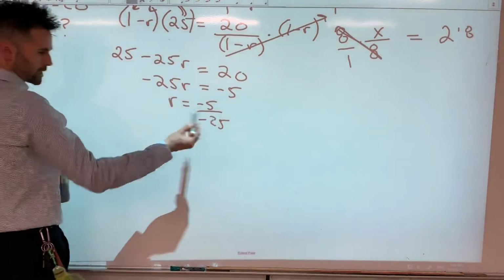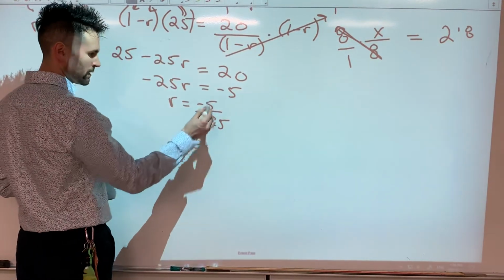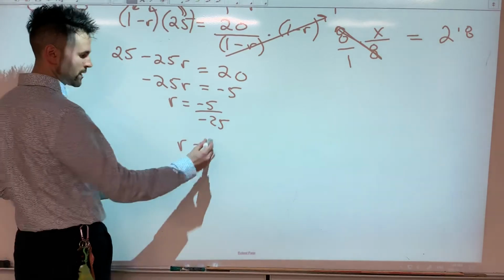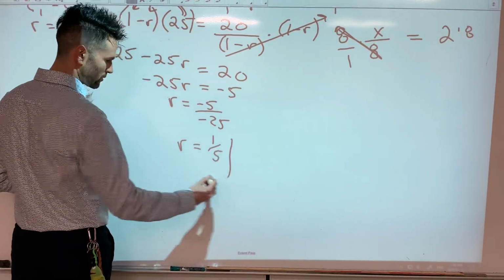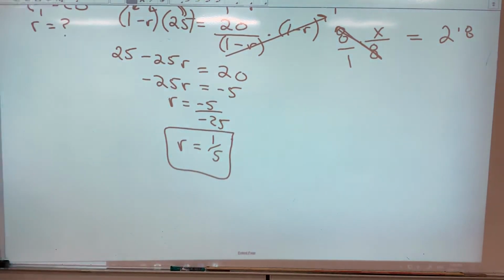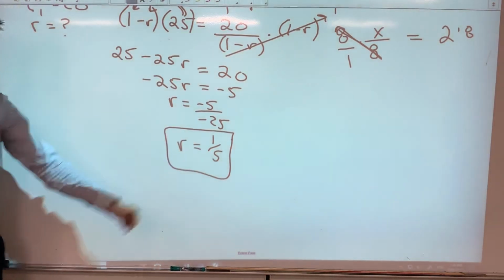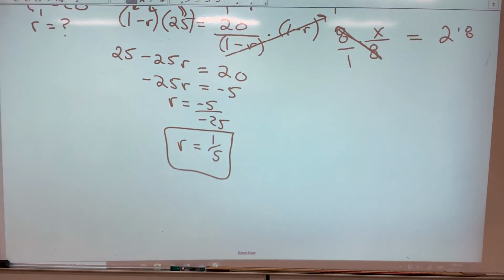Negative divided by negative is positive. 5 and 25 have a common factor of 5. So at the end of the day, you get 1 over 5. Does our answer make sense? If you can find an infinite sum, should r be between negative 1 and 1? Yes, and it is. It's 0.2. So that's all good, hunky-dory?